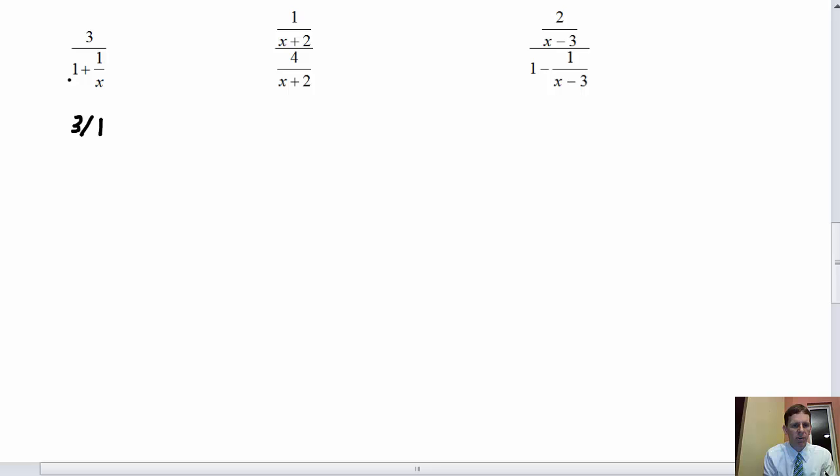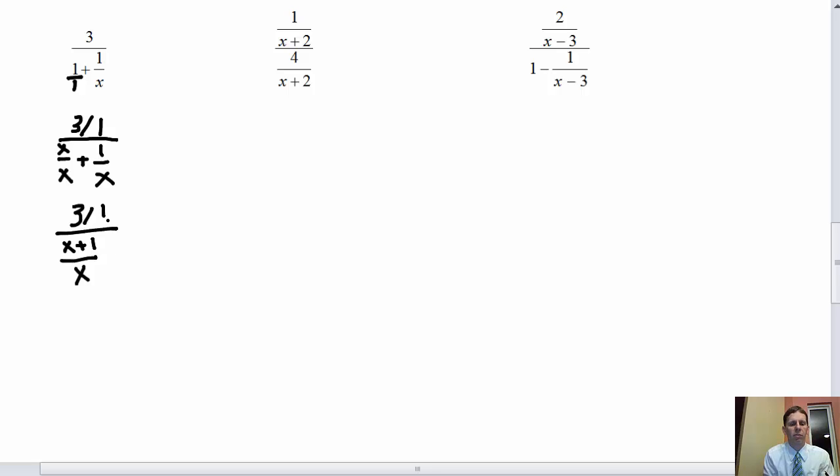The number 1 is obviously like 1 over 1. So our common denominator is just going to be x in this case. Because if I multiply the top and bottom by x, what I'll end up with is 1x over x, or just x over x, plus 1 over x. So my numerator is 3 over 1. My denominator is now, since we have common denominators when we're adding these fractions, x plus 1 over x.